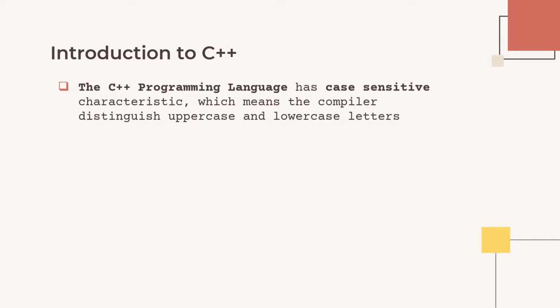You must know that the C++ programming language is case-sensitive. It means the compiler distinguishes uppercase and lowercase letters. For example, if we write printf and PRINTF with uppercase in the C++ programming language, the compiler will consider both texts to have different meanings. In the practical session of C++ programming today, we are going to use C++ software, which is one of the IDE software and also an open source compiler program.